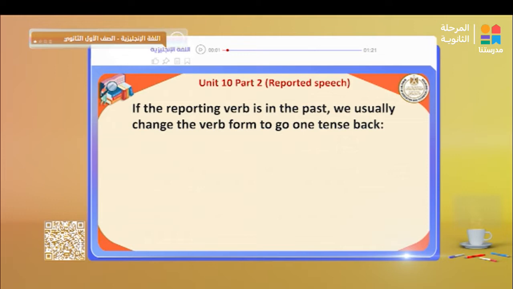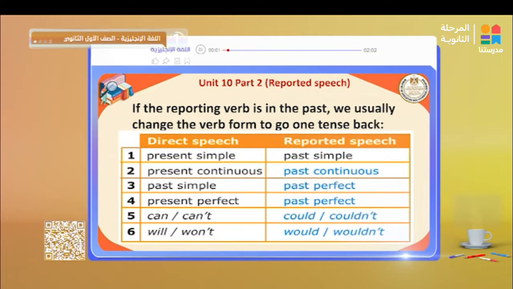If the reporting verb is in the past, we usually change the verb form to go one step or one tense back to the past. Look at this table. We have a direct speech and the reported speech. If the main verb is in the past tense, we are going to change all the tenses into the past. So the present simple will be past simple. The present continuous will be past continuous. Past simple will be past perfect, present perfect will be past perfect, can will be could, and will is going to change into would. So if the main verb is in the past, every tense will change one step back to the past.